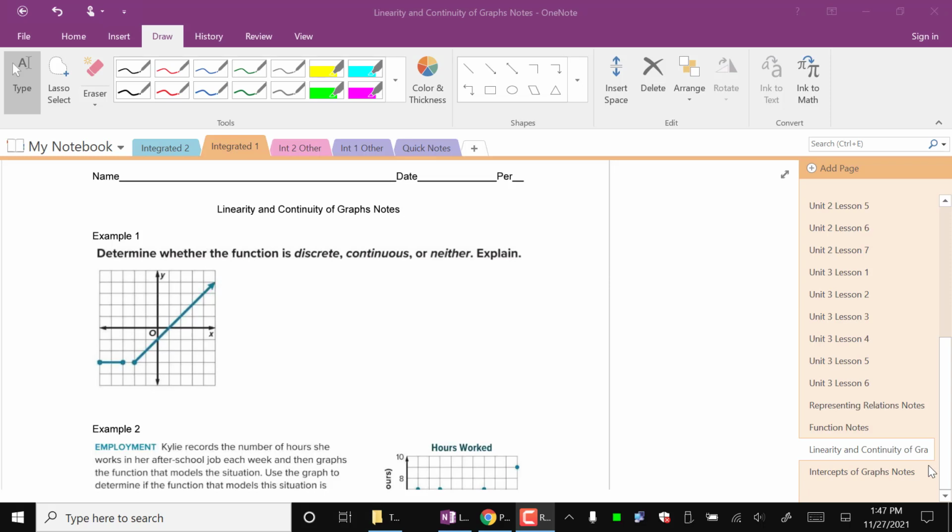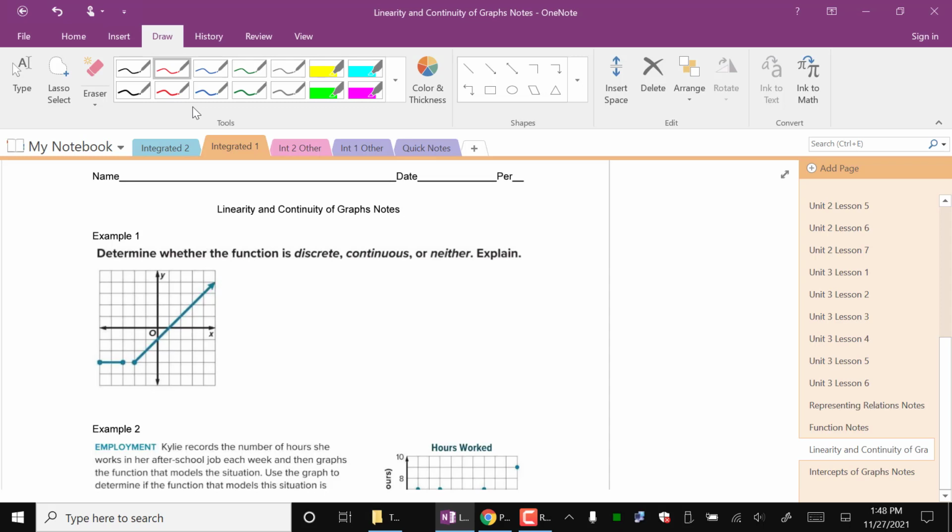Today, we're going to be looking at linearity and continuity of graphs. So let's take a look at example 1. It says determine whether the function is discrete, continuous, or neither. If it's discrete, that means it's going to be a collection of a bunch of random points. If it's continuous, that means you're going to be able to just run your pencil across the graph following a line. And if it's neither, it's going to be a combination of both of those.